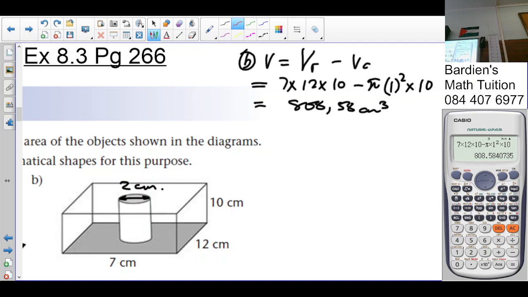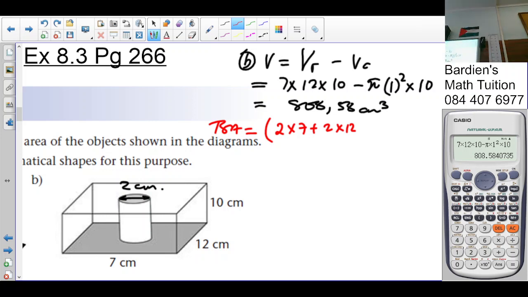Let's look at the total surface area. It's going to be perimeter of base times height. Now you see that this base is a rectangular base, which is length times breadth. Okay. Perimeter of base, which is going to be 2 times 7 plus 2 times 12. Now that would have given you the perimeter of a normal rectangle. Not so?